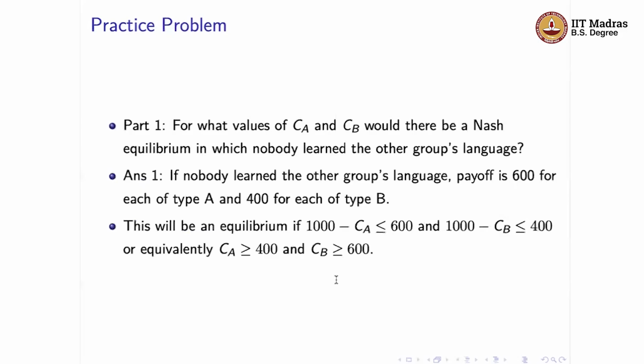So remember, for Nash equilibrium, what we have to do is we first want to think about a situation where what happens if you learn the language and what happens if you do not learn the language, right? We want to compare these situations and we want to think about in which situation would you not want to unilaterally deviate.